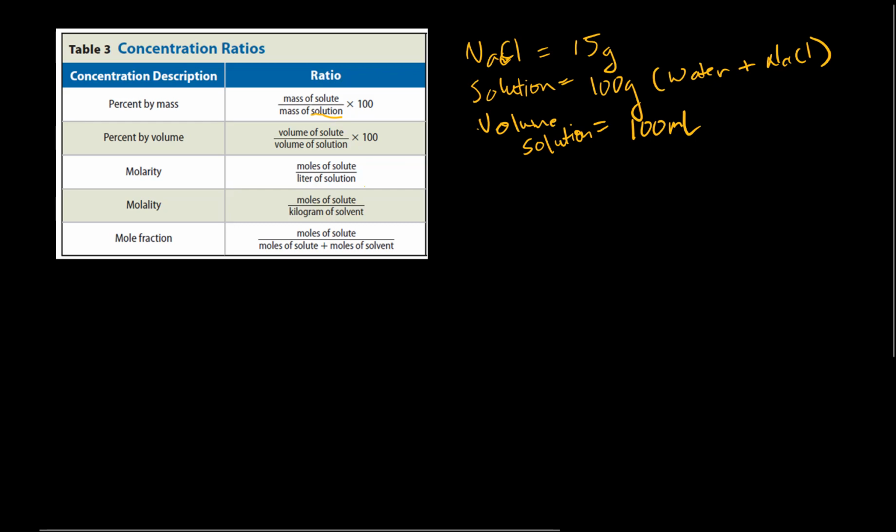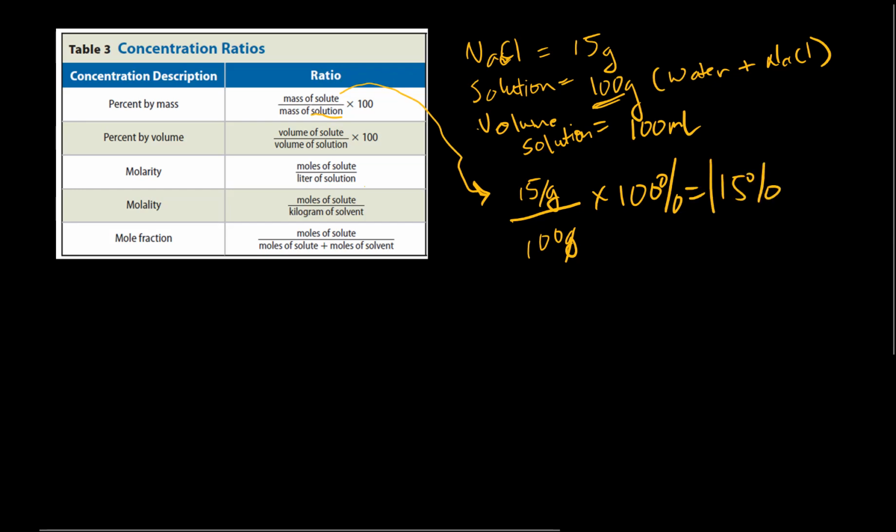First of all, the mass of our solute, we're going to put all of this over here, okay. The mass of our solute is 15 grams, okay. The mass of our solution, look at that, we've got the mass of the solution right here, that is 100 grams, grams cancel, times 100%, and our percent by mass obviously is going to be 15%, okay?